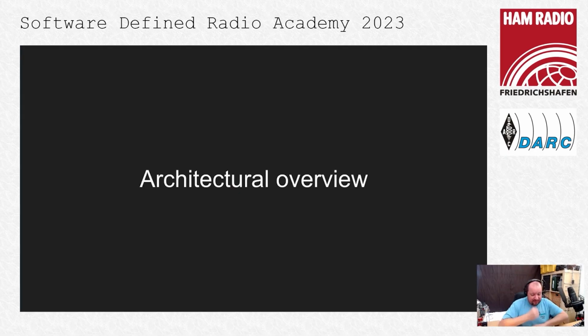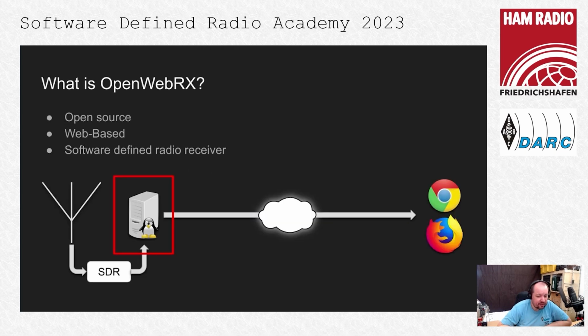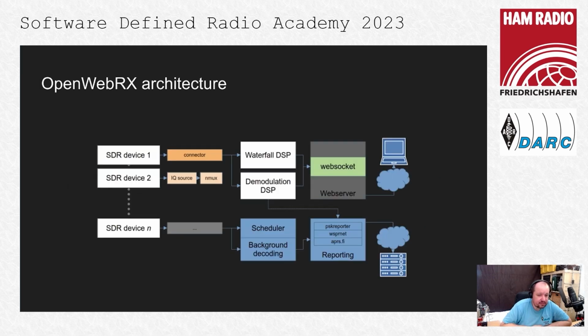Now, let's have a bit of a look at what OpenWebRX is. I've taken this slide again, just to give you an idea. Now we're looking at what is happening inside that Linux machine, the red square there. What does the software do in order to present you with what you're seeing? This is not as interesting if you just want to use the website. It is more of interest if you actually want to set up one of these receivers yourself.